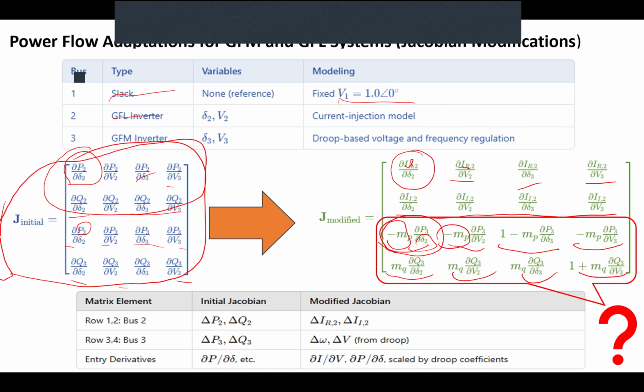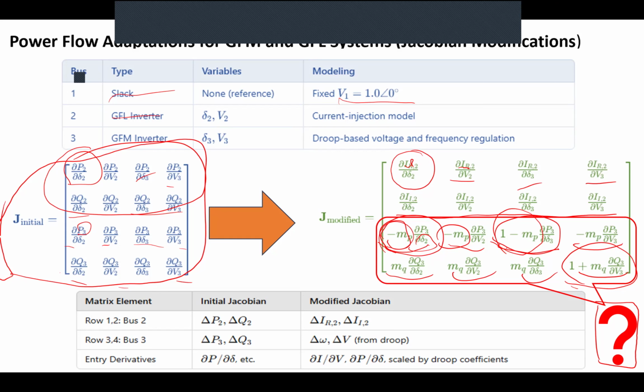So see, this is MP minus MP. Here we have 1 minus MP times that differential. Here we have 1 plus MQ times that differential. I want you to go and actually derive that differential, or that F and G, and try to find out where these coefficients and this formula came from.